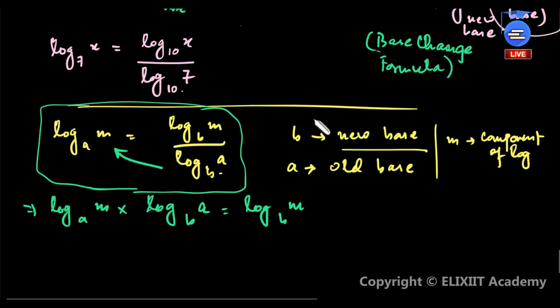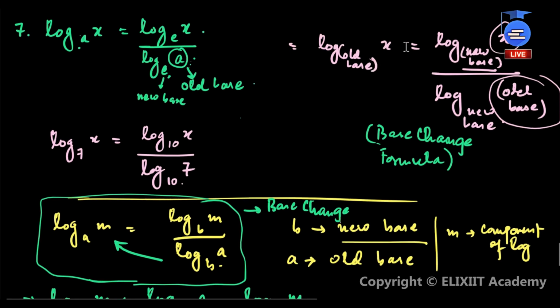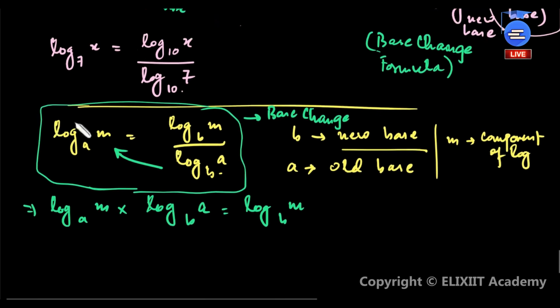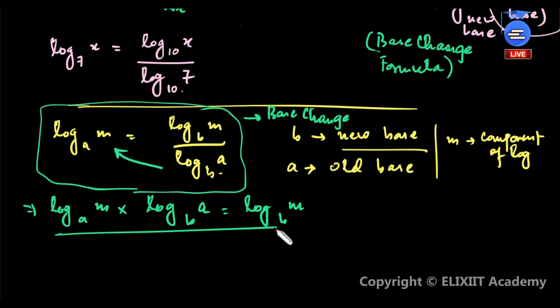The base change formula is very important. Either you remember the previous method, how we have done this: log x base old base is log x base new base divided by log of old base to the base new base. Or you remember it in this manner: log m base a is equal to log m base b divided by log a base b. b is the new base, a is the old base. And if you cross multiply, you will get this.